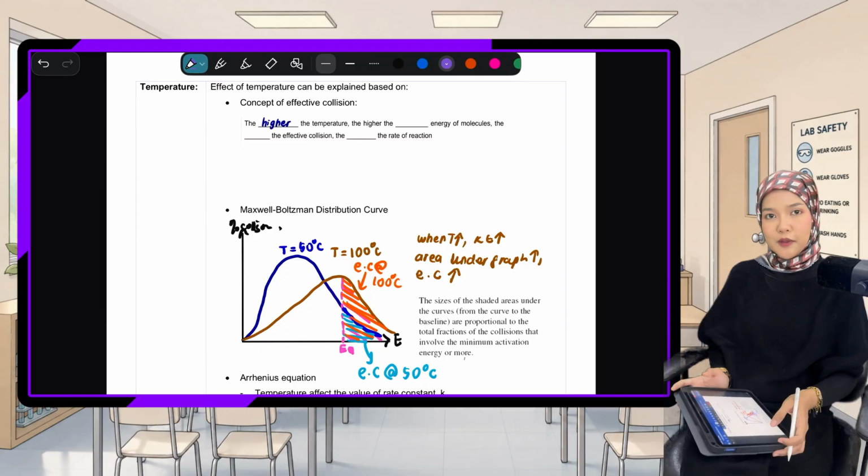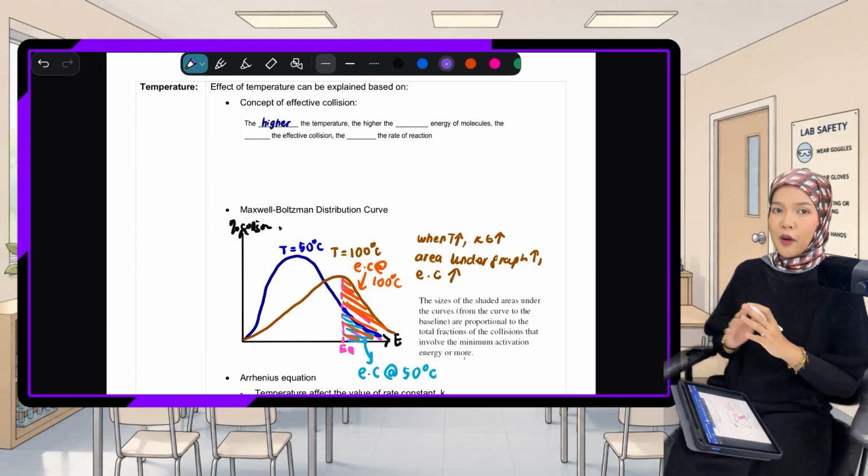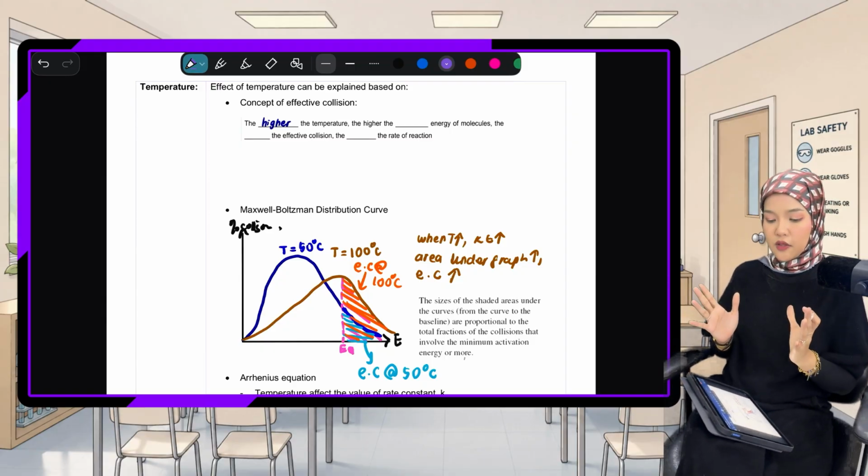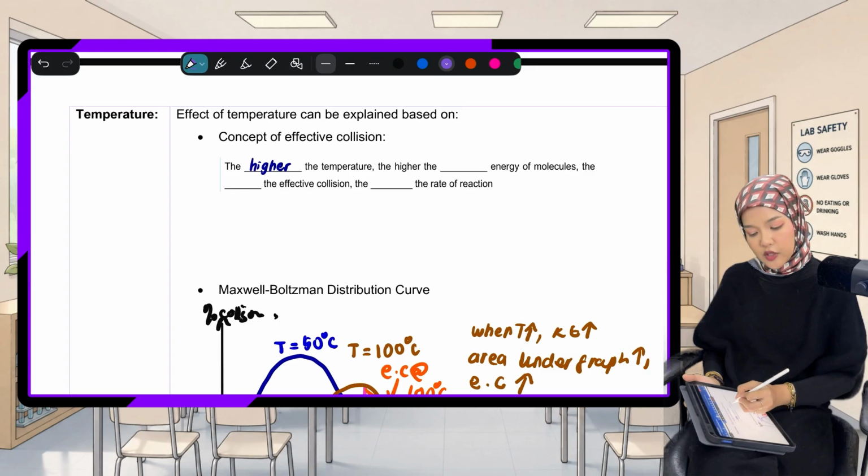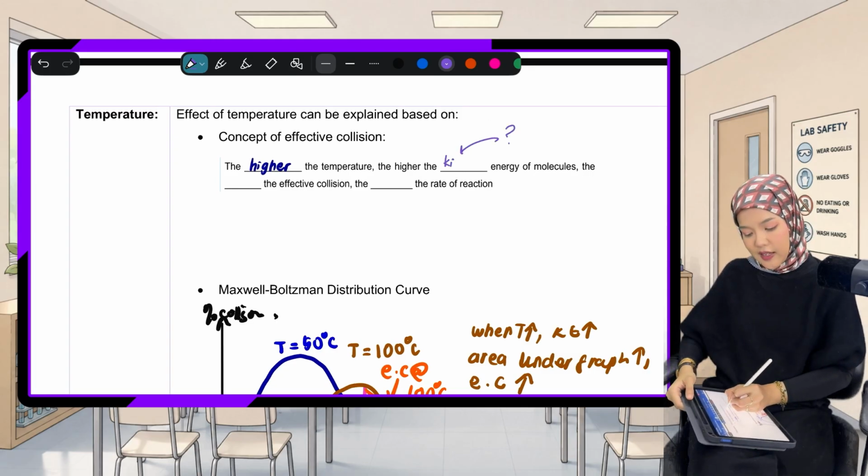Lastly is temperature, and we are going to talk about the Arrhenius equation. So the higher the temperature, the higher the what kind of energy? Good. The answer is the kinetic energy.